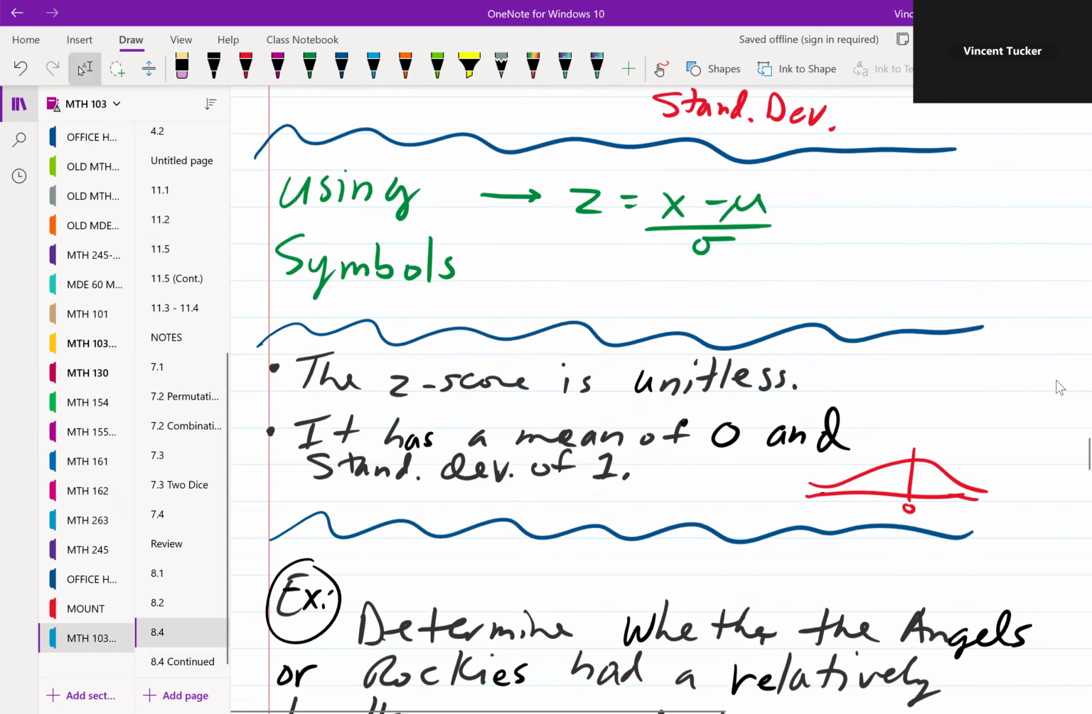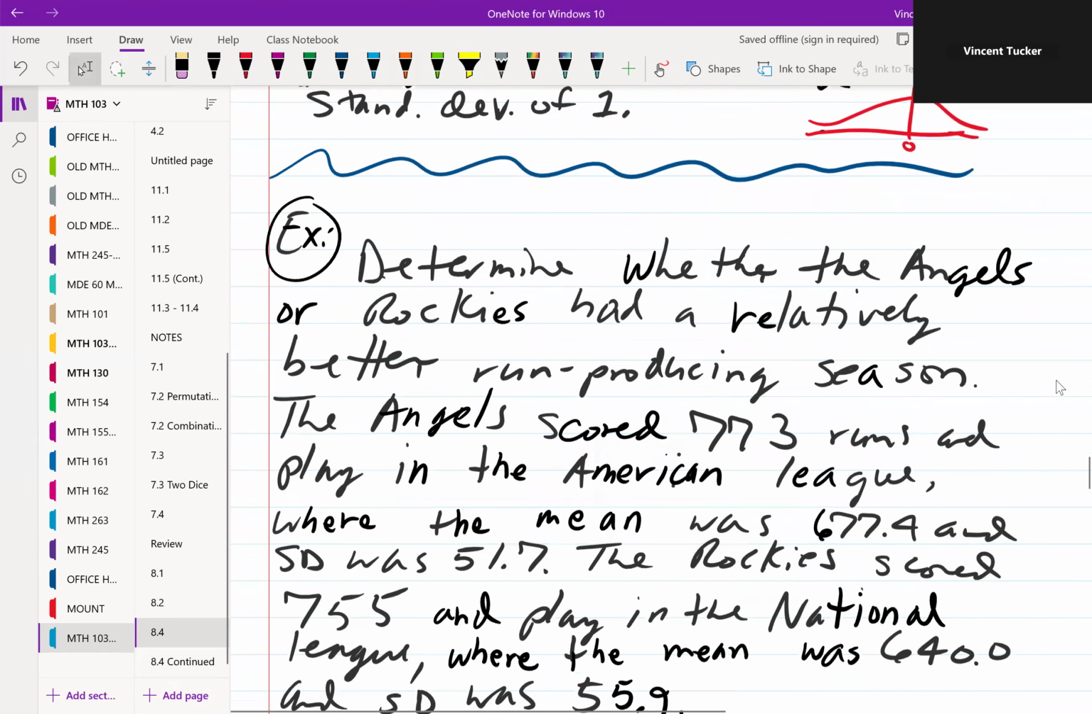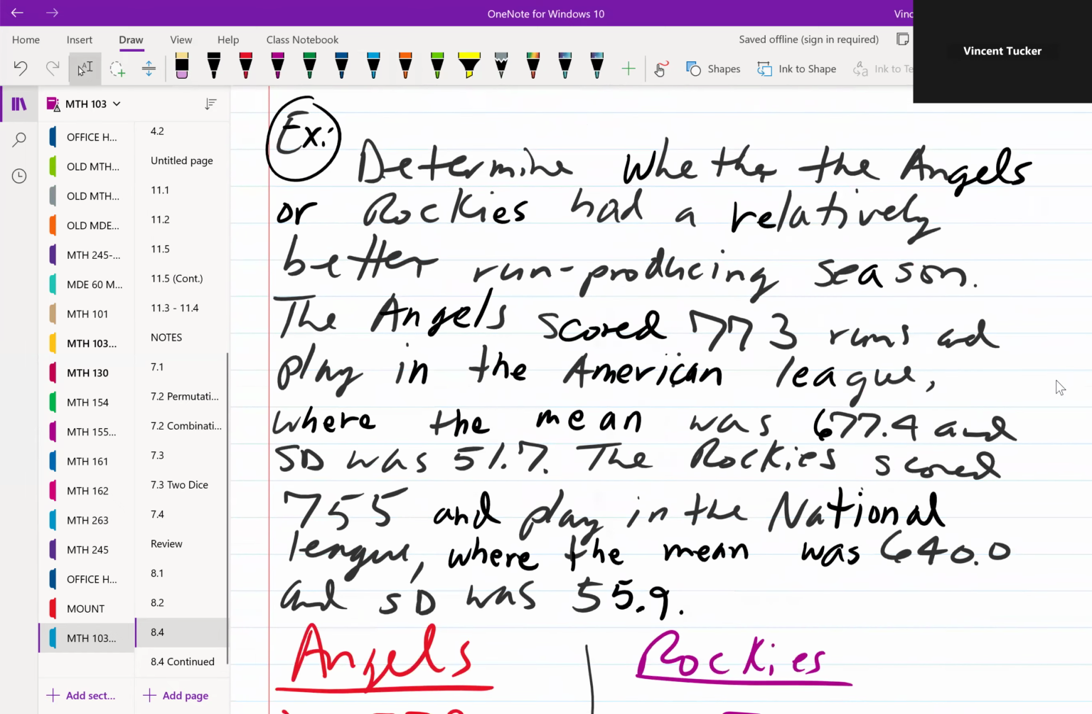All right. So let's look at an example using Z-scores. Determine whether the Angels or Rockies had a relatively better run-producing season. The Angels scored 773 runs and play in the American League, where the mean was 677.4 and the standard deviation was 51.7. The Rockies scored 755 runs and play in the National League, where the mean was 640 and the standard deviation was 55.9.